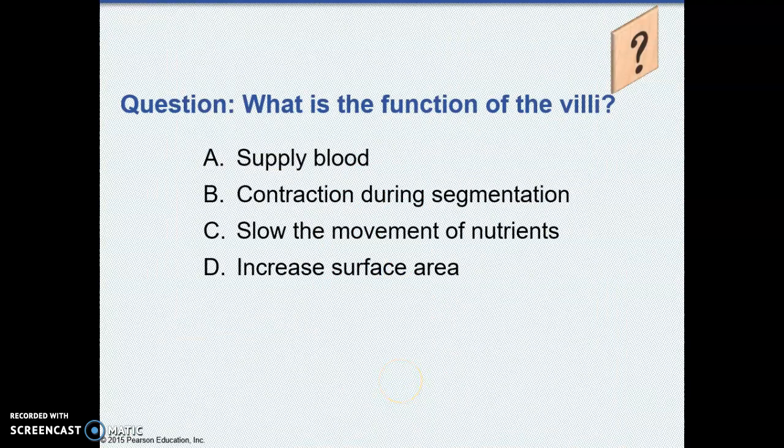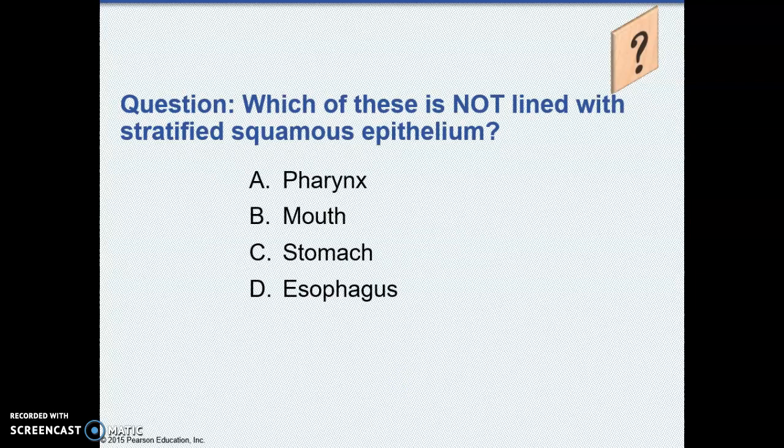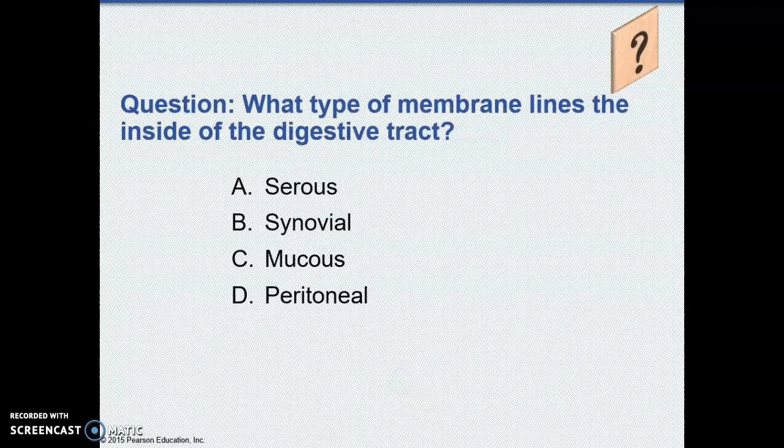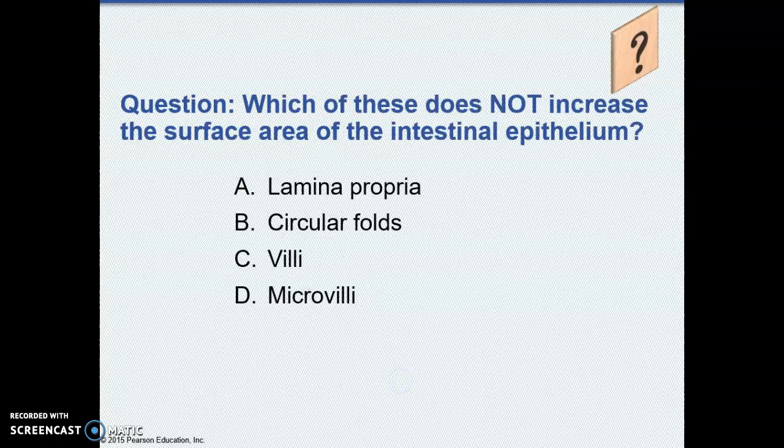What is the function of the villi? Increase in surface area. Which of these is not lined with stratified squamous epithelium? Stomach. What type of membrane lines the inside of the digestive tract? Mucus. And which of these does not increase the surface area of the intestinal epithelium? The lamina propria.